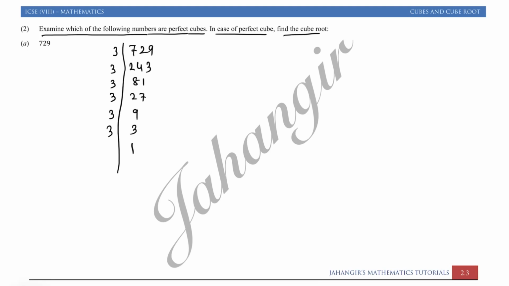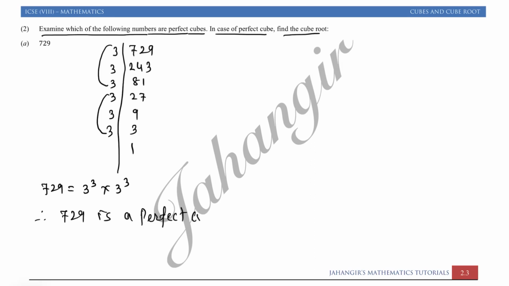So in square root we used to take pairs of 2, but here we will take groups of 3. So 729 is equal to 3 cube into 3 cube. We have complete groups. Okay, so here we can say therefore 729 is a perfect cube. Now you have to find cube root of.